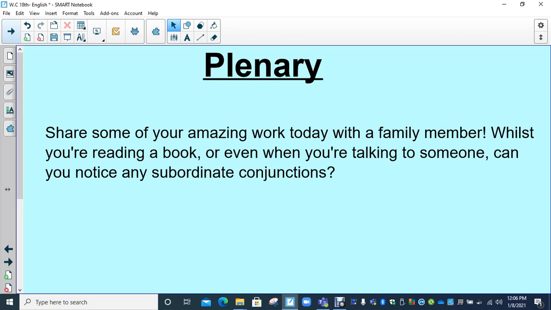So plenary, excellent job today, guys. What I'd love for you to do is to share some of your amazing work today with a family member. And then I want you to go on a bit of a hunt, a subordinate conjunction or subordinate clause hunt. Whilst you're reading a book or even when you're talking to somebody, can you notice any subordinating conjunctions that you're using? I try to do this whilst I'm talking to people or reading anyway, and it's really fascinating to see how many we actually use without even realising.